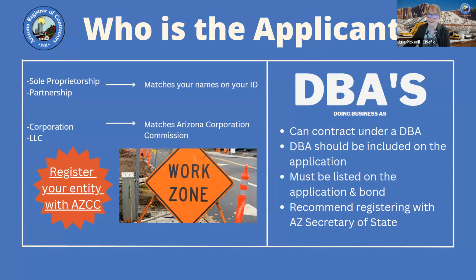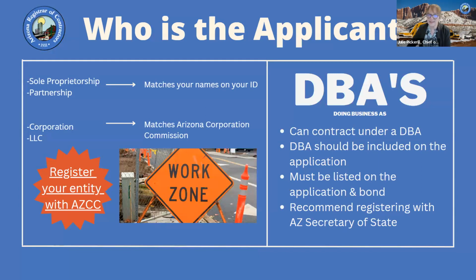You can also have a DBA, obviously. So especially sole props often have DBAs, so that's a doing business as. You can register that with the Secretary of State. We do recommend that, but it is not required. So you can be Julie Pickrell doing business as Home Builders Association, whatever you want to name yourself. So you can have a DBA, but you do not have to.